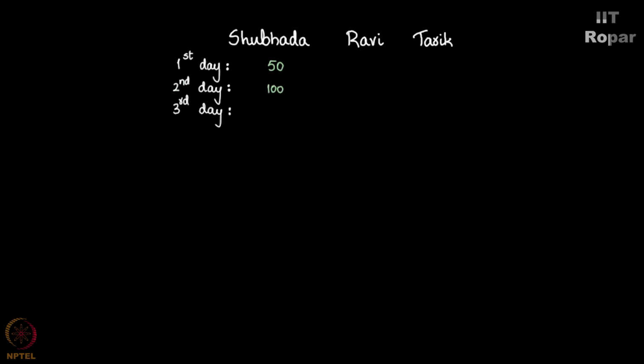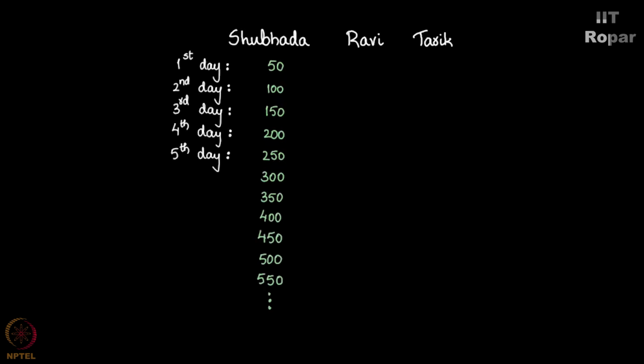Imagine this situation. Shubhada, Ravi and Tariq are earning daily wages. Let's say on the first day, Shubhada earns 50 rupees. Second day, she earns 100 rupees. Third day, she earns 150 rupees. And fourth is 200, fifth is 250, 300, 350, 400 and so on.